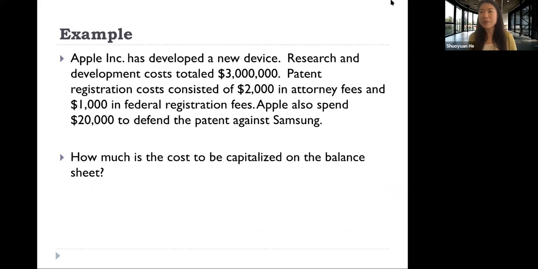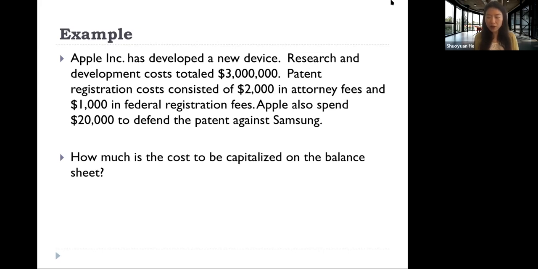Let's look at an example. For example, Apple has developed a new device. The R&D cost totaled $3 million. Patent registration cost consists of $2,000 in attorney fees and $1,000 in federal registration fee. Apple also spent $20,000 to defend the patent against Samsung. So how much is the cost to be capitalized on the balance sheet? Please take 5 minutes, work on this example, and you can pause your video for now.